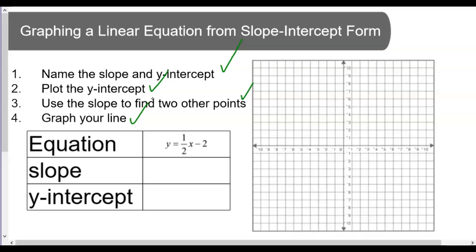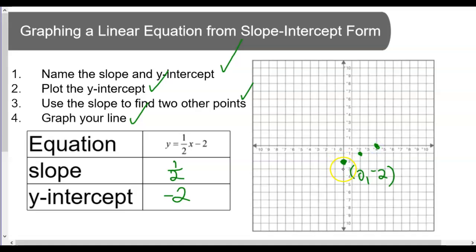So in my equation y equals 1/2 x minus 2, my slope is 1/2. My y-intercept is negative 2. I'm going to start by plotting my y-intercept here at negative 2. So 0, negative 2 is my y-intercept. Now I want to use my slope. My slope is 1/2. I have to go up 1 and right 2. And I have to go up 1 and right 2 again.